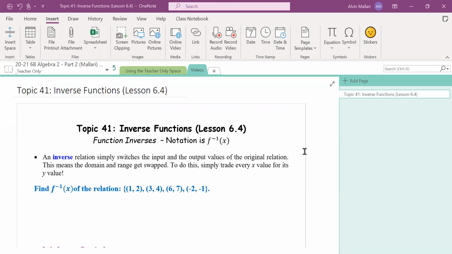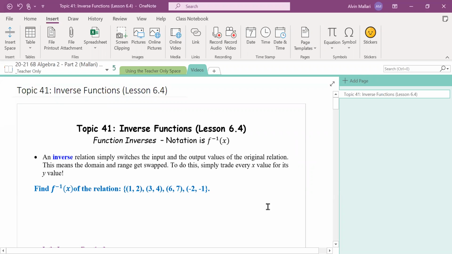Hello class. Today we are going to cover inverse functions. An inverse relation simply switches the input and the output values of the original relation. This means the domain and range get swapped. To be able to do this, we simply trade every x value for its y value.